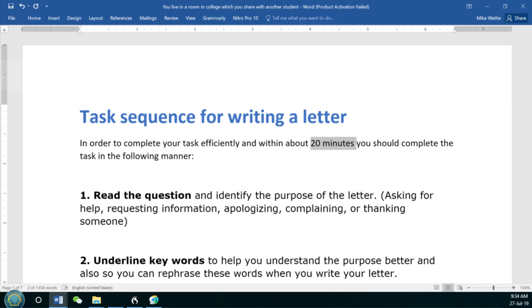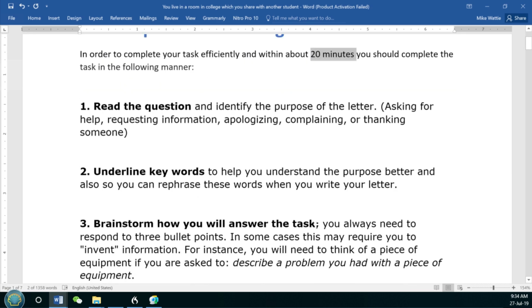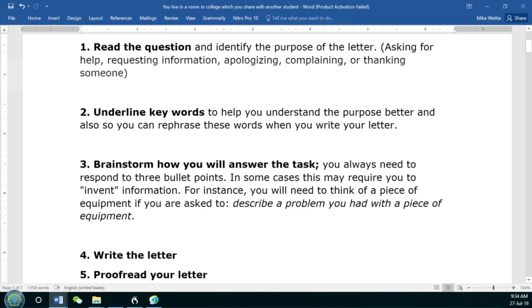Okay, so let's have a look what we should be doing. Essentially, I've got 5 steps that I think you should be following. First of all, you should start off by reading the question. This is really important so that you understand the requirements of the task. And the typical requirements: asking for help, requesting information, apologizing, complaining, or thanking. You'll see that the one we're going to be doing today is asking for help.